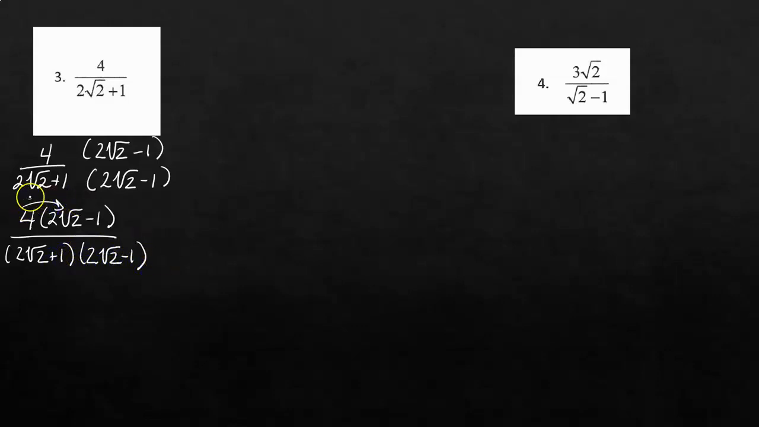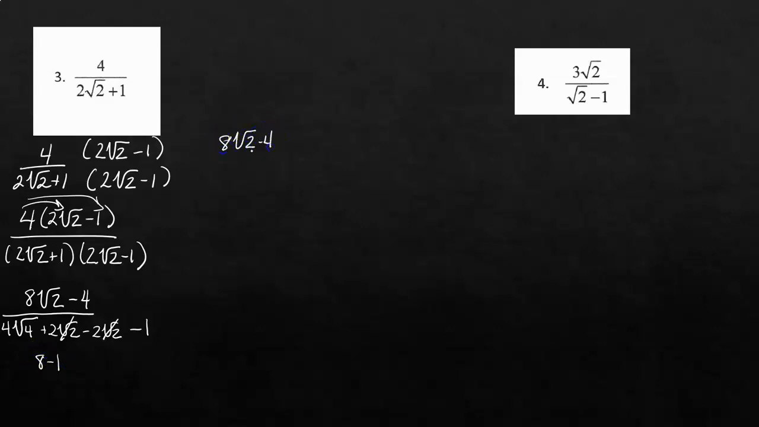All right, distribute here. We have 8 root 2 minus 4. And if we go to the inside, we have 2 root 2 minus 2 root 2. Those two inside terms cancel. The square root of 4 is 2. Pull it out. So we have 8 minus 1. So we're going to simplify to 8 root 2 minus 4 over 7. Can't simplify any further, so we're done.